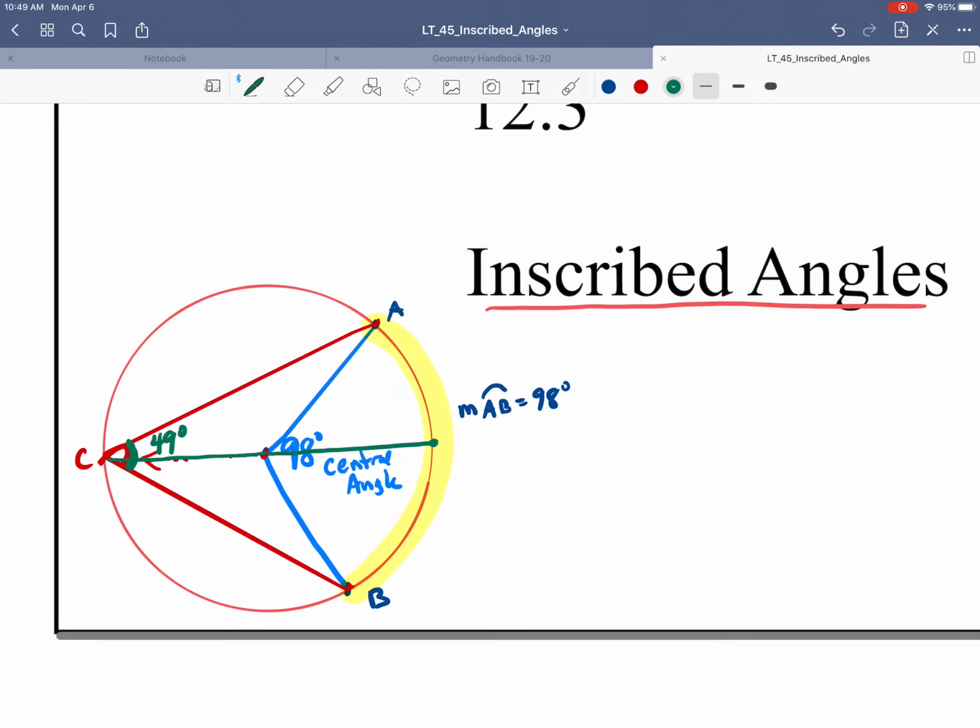So the whole lesson today is dealing with, now instead of having that central angle, we're going to pull it back so that our angle is on the circle. And it's called an inscribed angle.